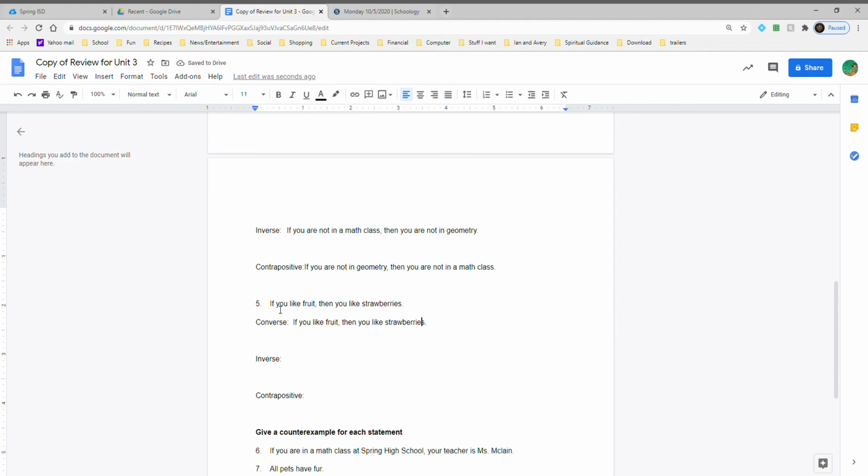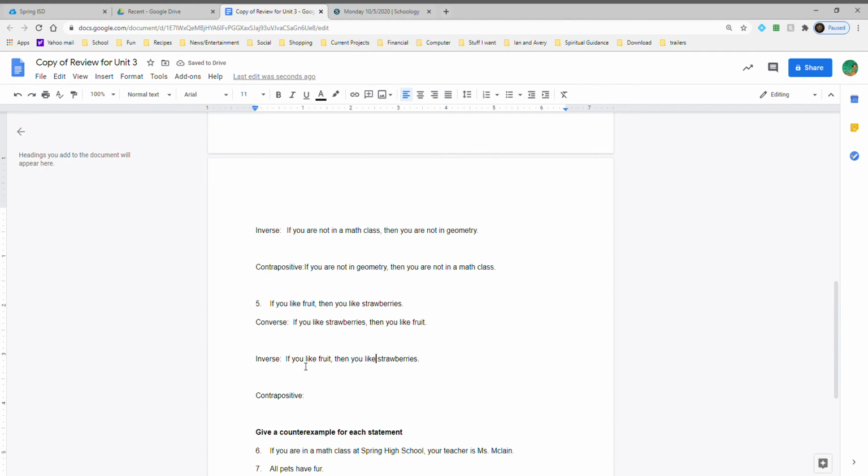I need to highlight my conclusion, which is that. I'm going to move it to the beginning right here, and then you like fruit is my hypothesis. It gets moved to the end. If you like strawberries, then you like fruit. Okay, and then the inverse would be the original statement. If you ever make a mistake and you're like, oh my God, what did I do? Hit Control Z. And if the Microsoft gods are with you, then it will fix your problem.